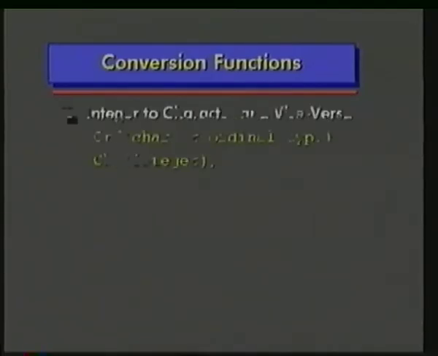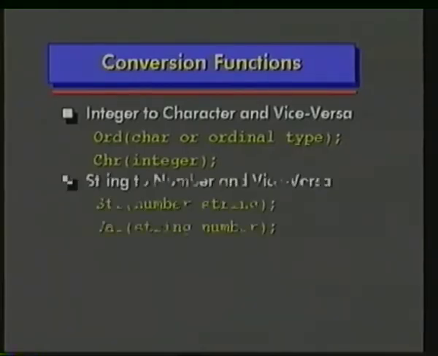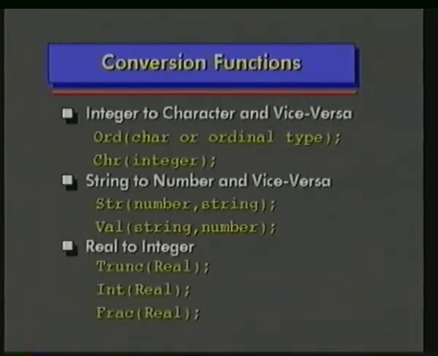Pascal avoids these problems by providing a number of built-in functions and procedures designed specifically to accomplish such conversions. For example, the ORD function takes a character and converts it to an integer, while the CHR function takes an integer and converts it to a character. There are also procedures for converting from strings to numbers and reals to integers. For additional information on data conversion, please refer to your book.